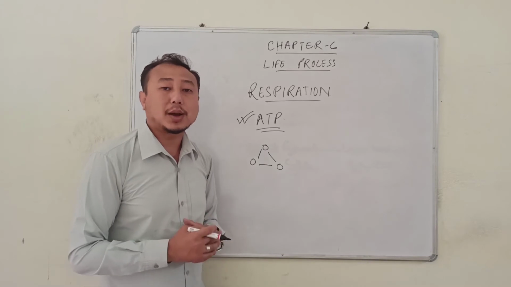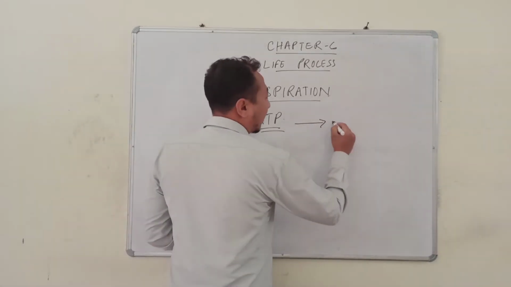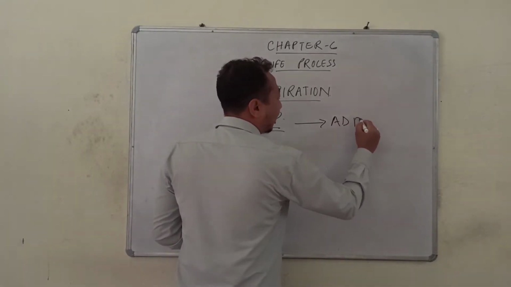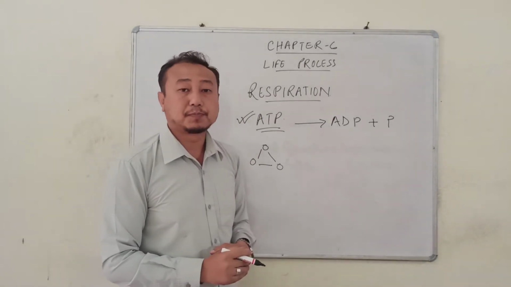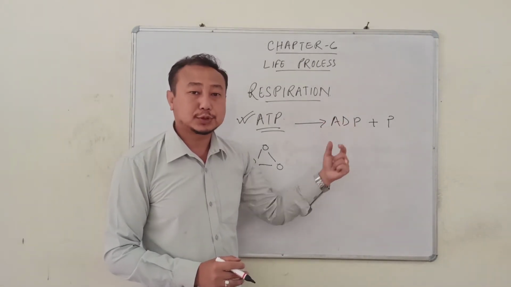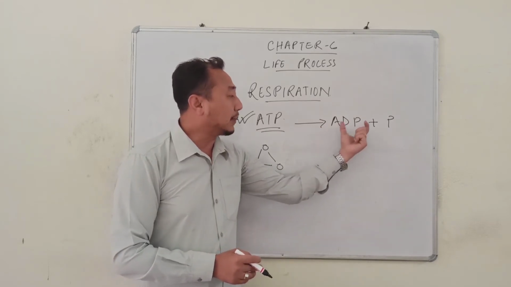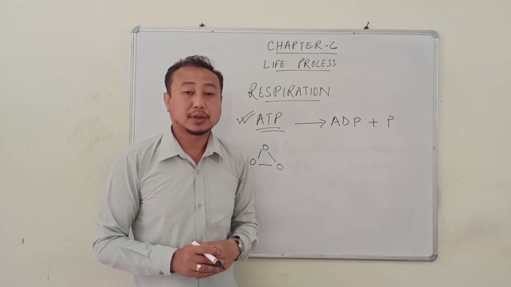Afterward, when there is a requirement of energy, the ATP will be broken down to form another structure known as ADP. Along with that, one phosphate molecule will also be produced. The full form of ADP is adenosine diphosphate. This ADP and the phosphate molecule will be present inside the cell itself.